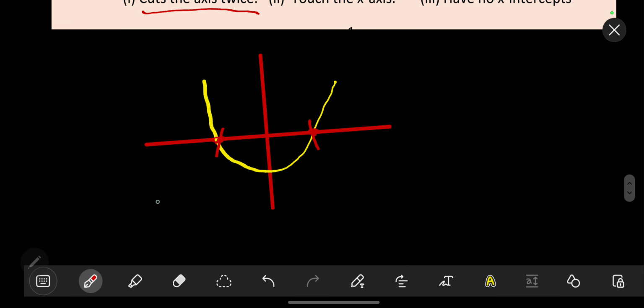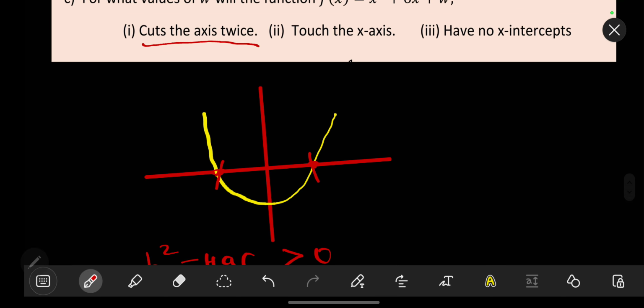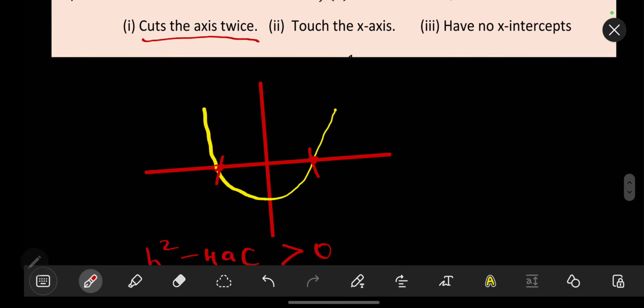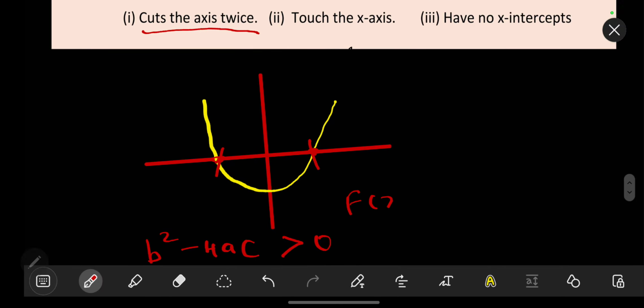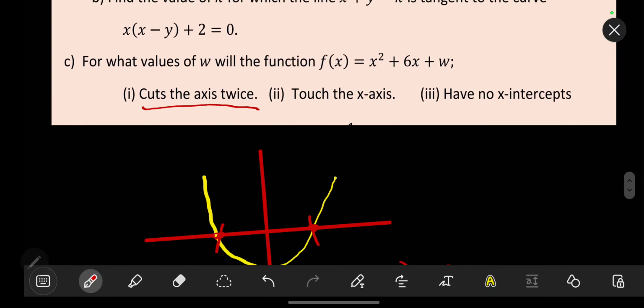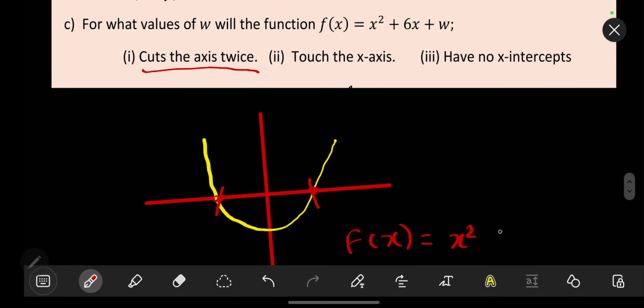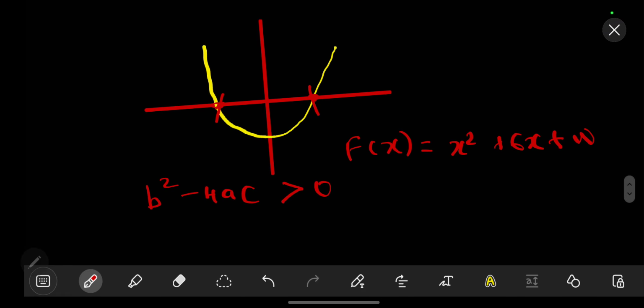So we are going to say our b squared minus our 4ac should be greater than 0. So remember, we have the equation which is our f of x. So the given equation is f of x is equal to x squared plus 6x plus our w. So this is our equation.